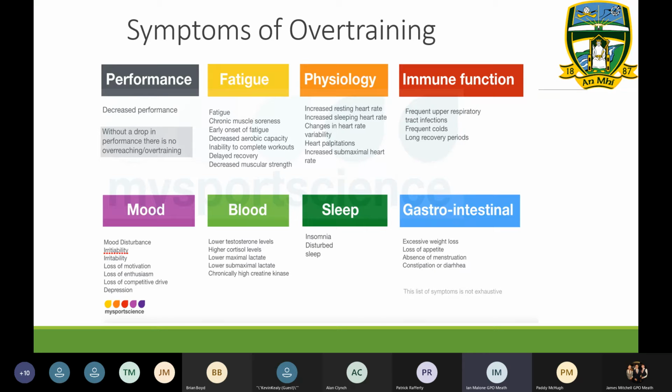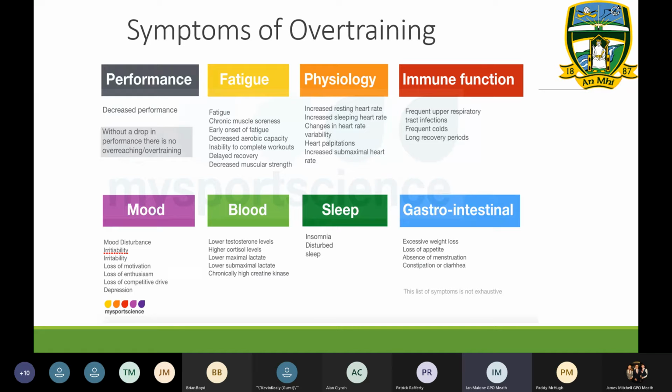But obviously you do need to be aware that a decreased level of performance is actually necessary when it comes to overreaching, which is kind of hitting your overtraining as well. So you need to be careful. If you keep an eye on performance and see a dip, there is a chance that they may be suffering from overtraining.